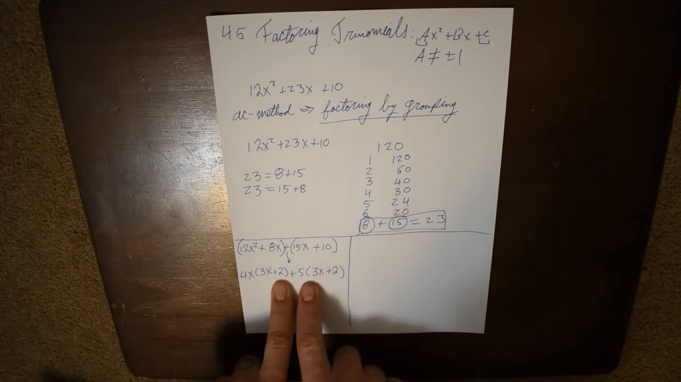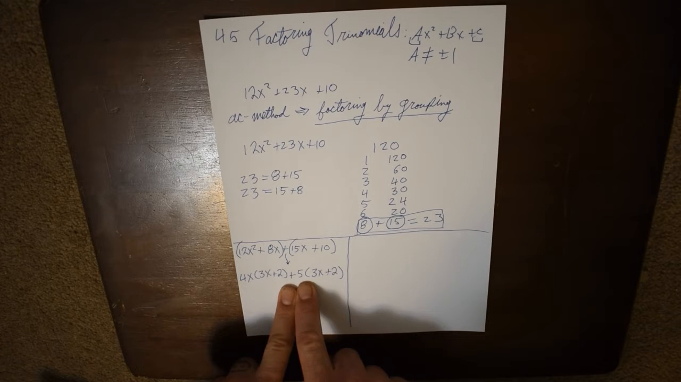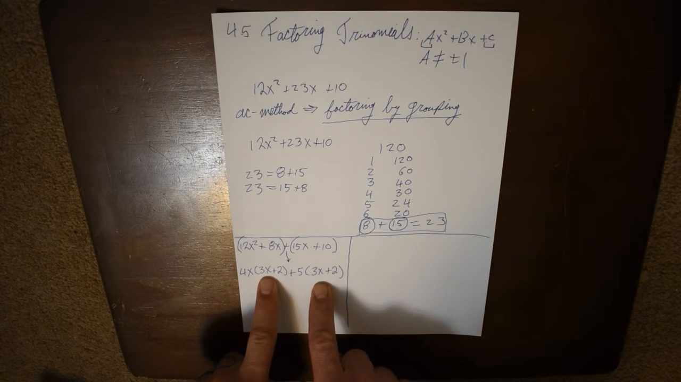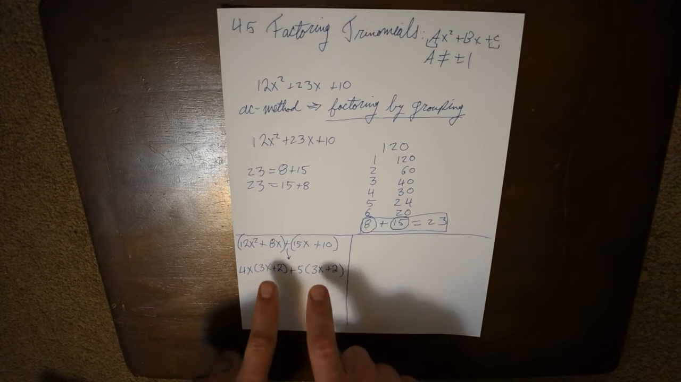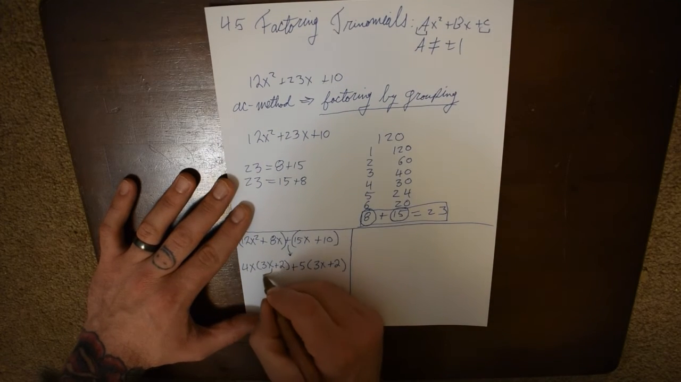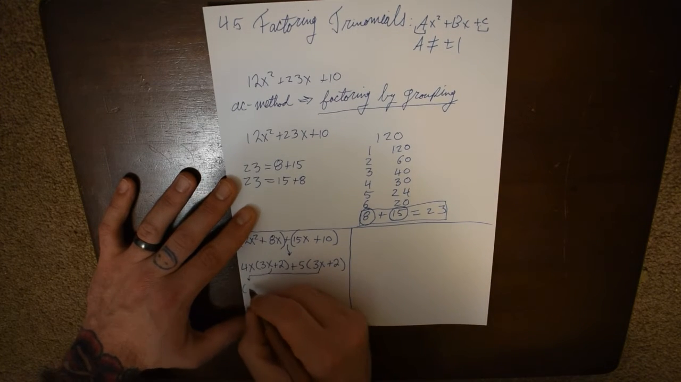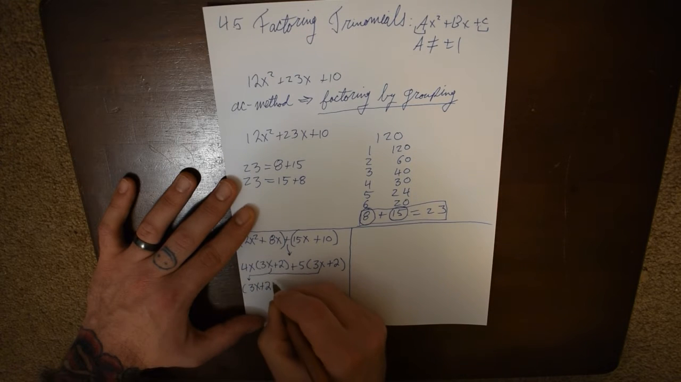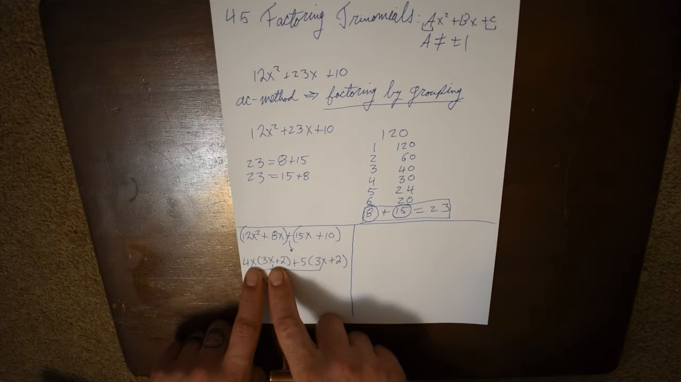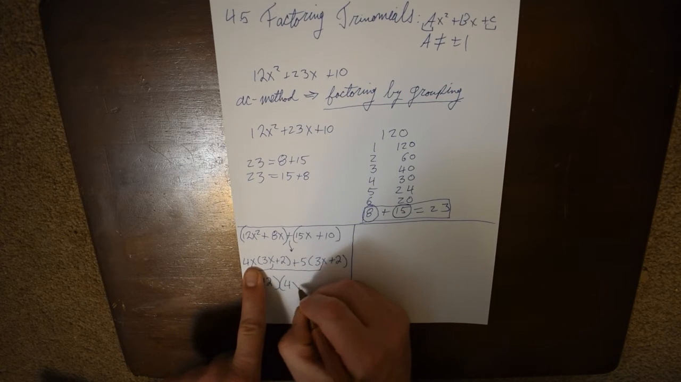Now we've got two terms. We've got this term, 4x times 3x plus 2, and this term, 5 times 3x plus 2. Notice how both of these terms have a common factor, this 3x plus 2. We're going to factor out this common factor. So, out of both of these terms, I'm going to pull a 3x plus 2. And then, we have to write what's left over. Well, if I pull a 3x plus 2 out of a 4x times 3x plus 2, the only thing left over is the 4x.